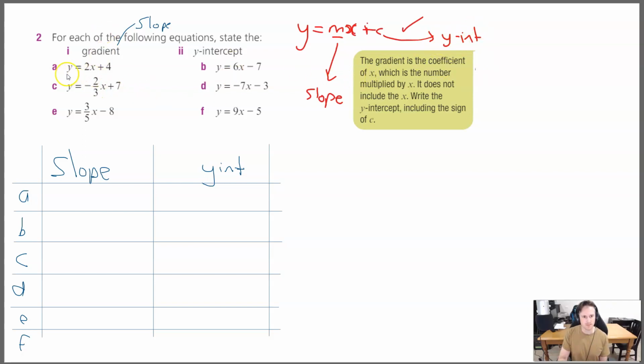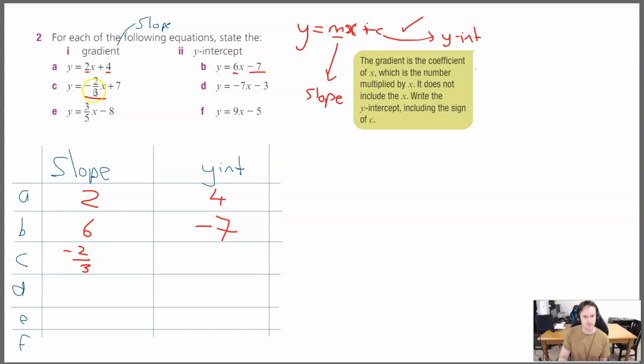So for the first one, is it in the form y = mx + c? Yes, it is. So the slope is going to be 2 and the y-intercept is going to be 4. For B, is it in the form y = mx + c? Yes, it is. The slope is 6 and the y-intercept is -7. So just be careful to include that sign. This one, is it in the form y = mx + c? Yes, it is. The slope is going to be -2/3, or -2 on 3.